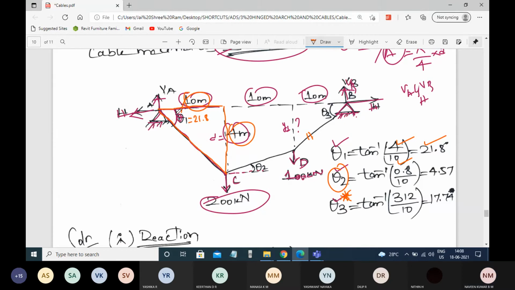The adjacent angles: the angle between AC with respect to horizontal is 21.8. Again here also the angle between the AC segment with respect to horizontal is 21.8. So totally it is 180. Again we need to find this theta2, right?